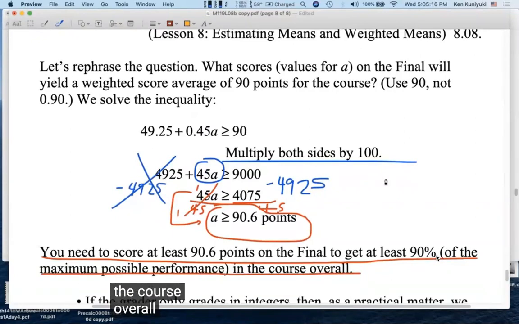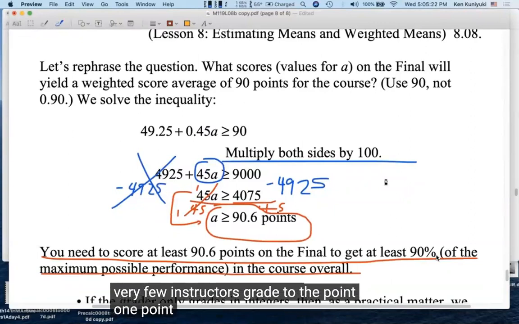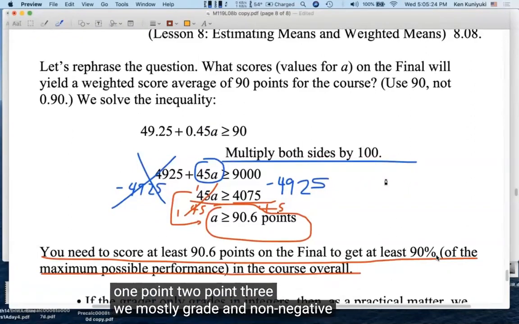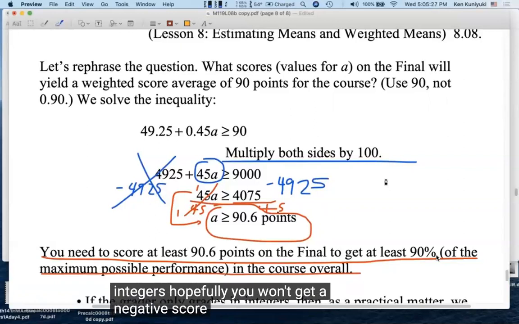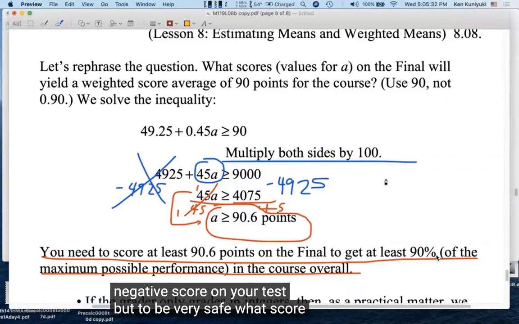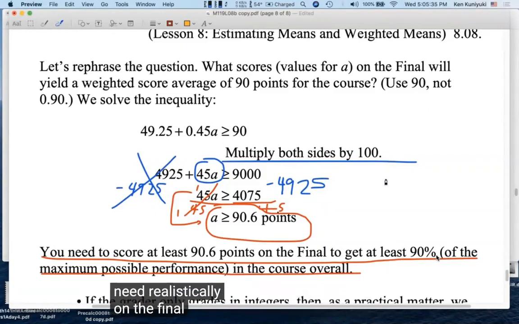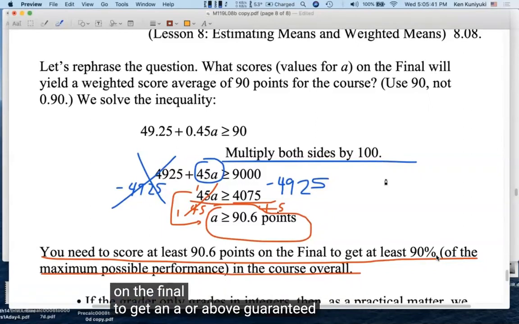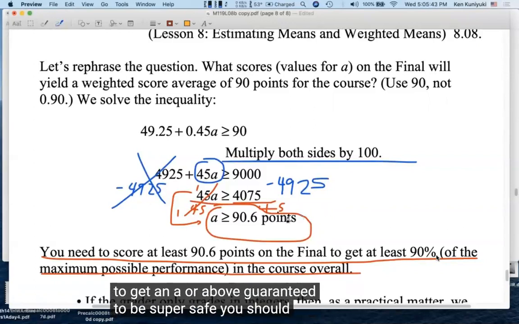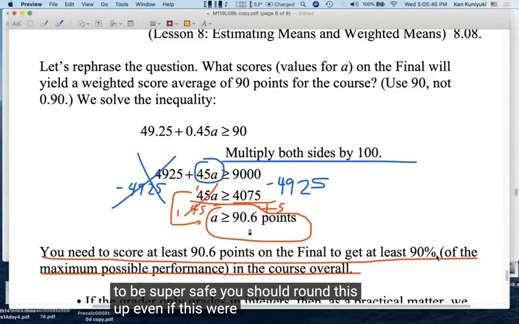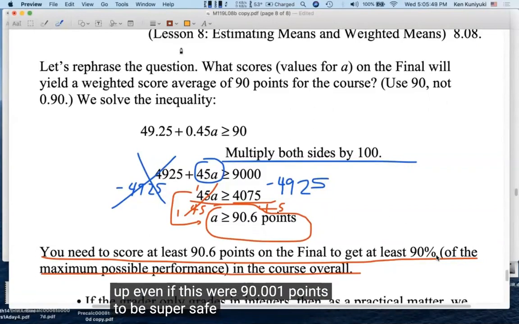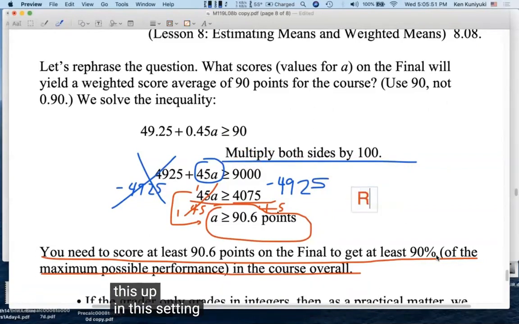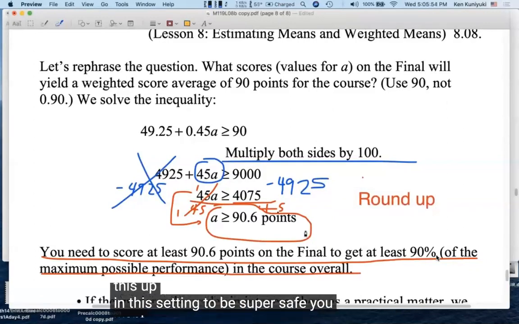But now, wait a minute. Very few instructors grade to the 0.1, 0.2, 0.3. We mostly grade in non-negative integers. Hopefully you won't get a negative score on your test. But to be very safe, what score would you need realistically on the final? If it's out of 100 points, what score would you need realistically on the final to get an A or above, guaranteed? To be super safe, you should round this up. Even if this were 90.001 points, to be super safe, you might want to round this up in this setting. To be super safe, you want 91 points or above.